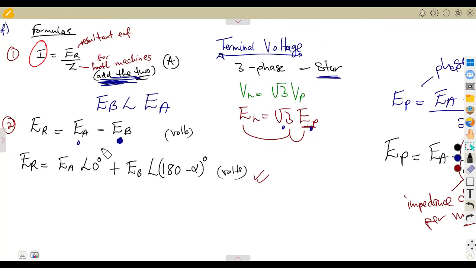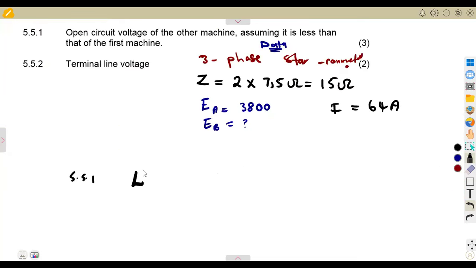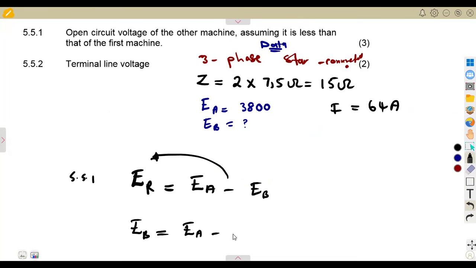But on this formula, it relates the resultant to A and B. The resultant is equal to EA minus EB. But let's see. Are we having the resultant? No. We do not have the resultant. So in this case, let us just formulate what we need, because we need to calculate EB. Let us make EB the subject. Take EB to the other side. That is going to be a positive. EB is equal to EA minus ER. So this is the formula that you're going to use to find EB, but we do not have ER.